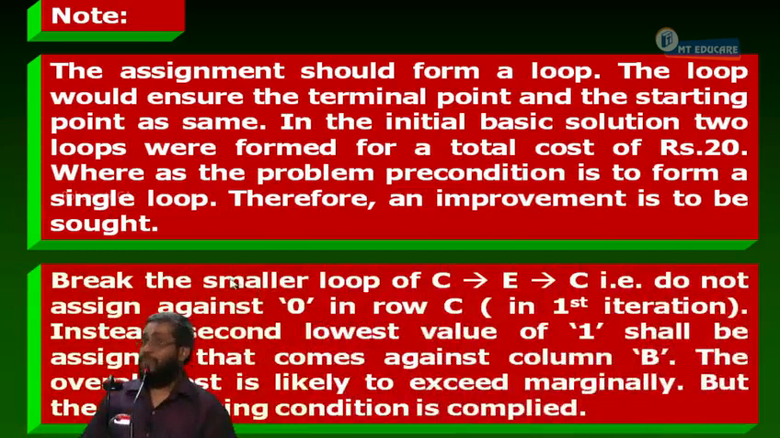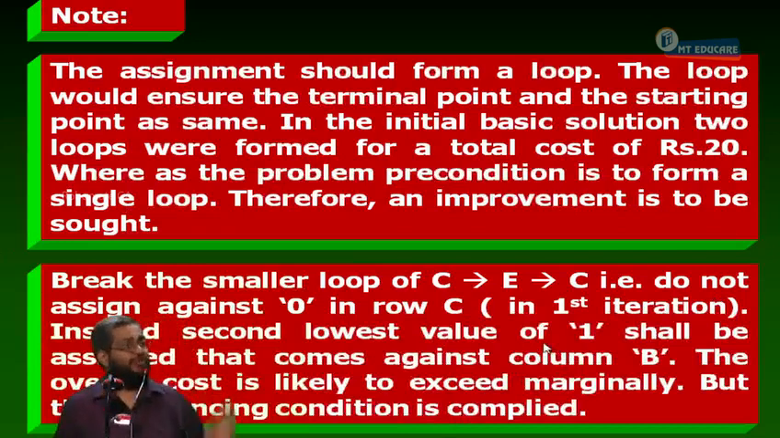Break the smaller loop. Say, bigger party is difficult to break, smaller party is easy to break. Break the smaller loop, CEC. That is, do not assign against 0 in row C. In the first iteration, instead the second lowest value 1 shall be assigned against column B. The overall cost is likely to exceed marginally, but the sequencing condition is complied with. Are you following or not?